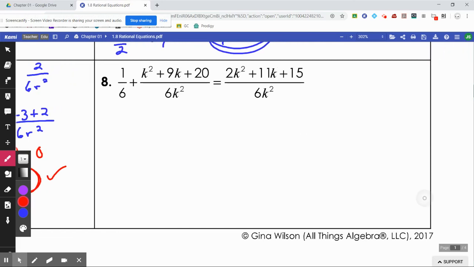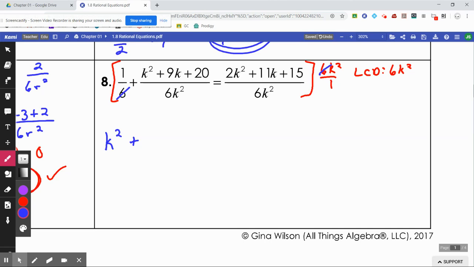Okay, number 8, we'll use our other method. We're going to multiply everything by our least common denominator. All three of these denominators could very easily be changed into 6k squared. So let's multiply everything by 6k squared. When you multiply your first term by 6k squared, 6 cancels with 6 and leaves you with the k squared. So you're left with a 1 on top and a k squared on the outside.